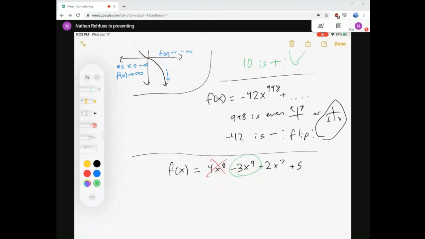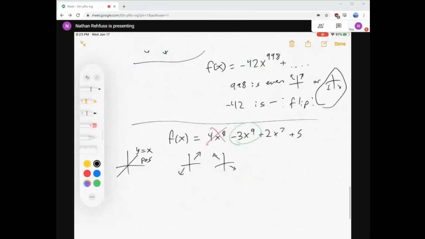And I'm not going to crack any jokes about that. So 9 is odd, so we've got a wibbly wobbly like so or like so. Negative 3 is odd, so instead of looking like y equals x, that's if it's positive, it's going to look like y equals negative x. This is how you can remember, because it's negative. So our end behavior is going to be this one. As x goes to infinity, f of x goes to negative infinity. As x goes to negative infinity, f of x goes to infinity.